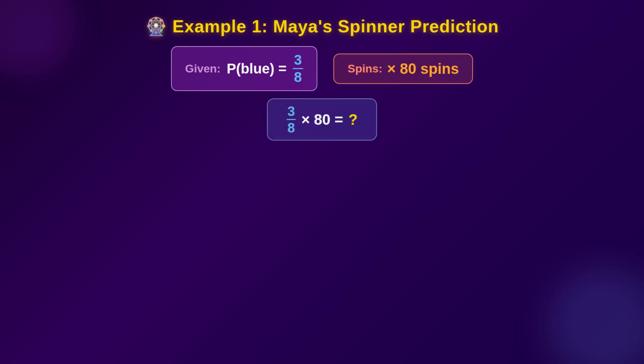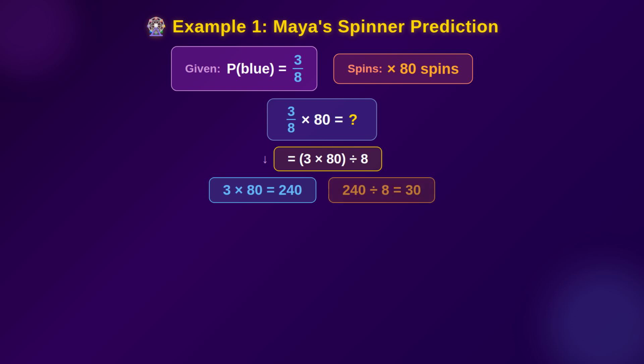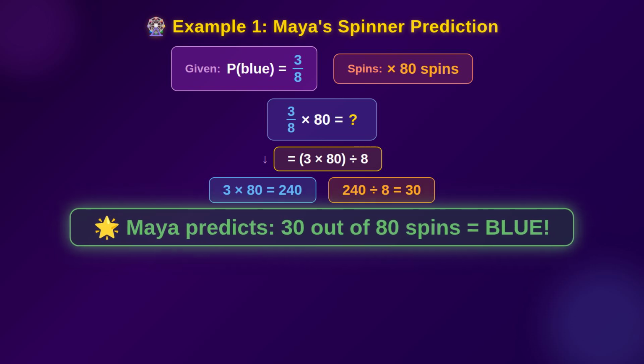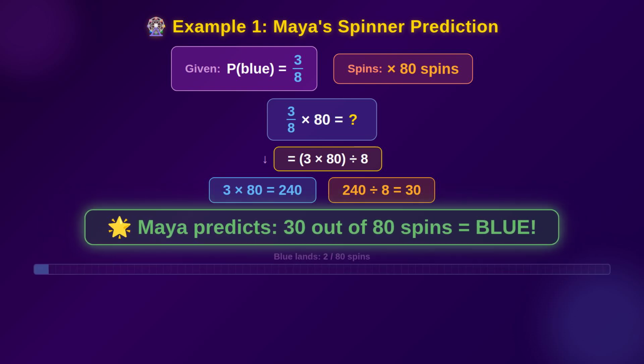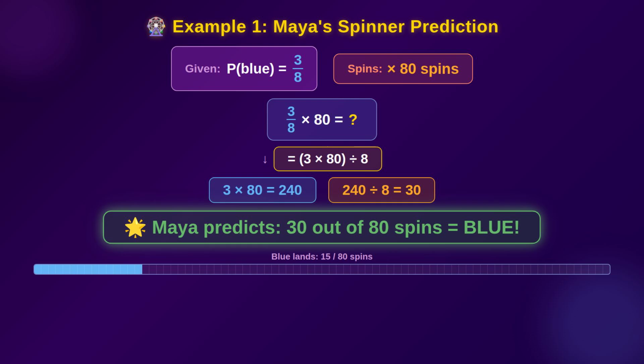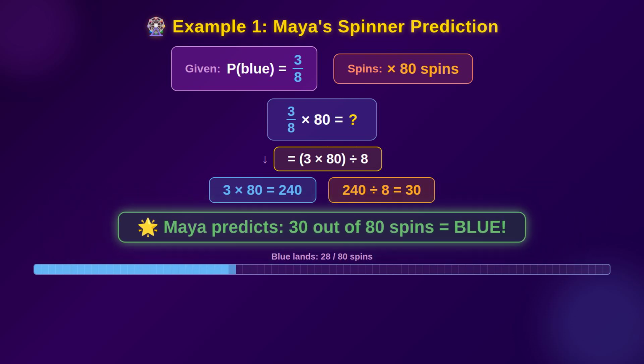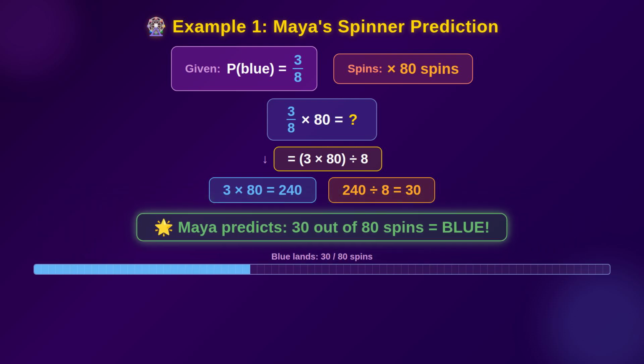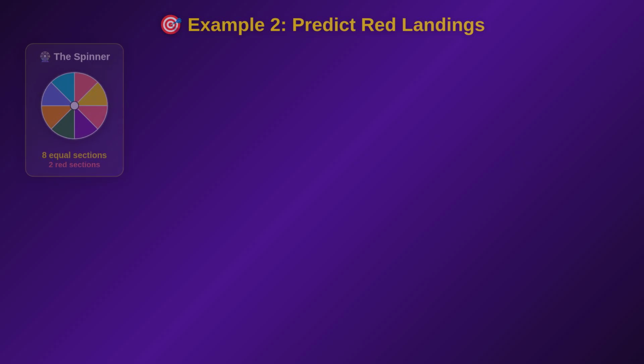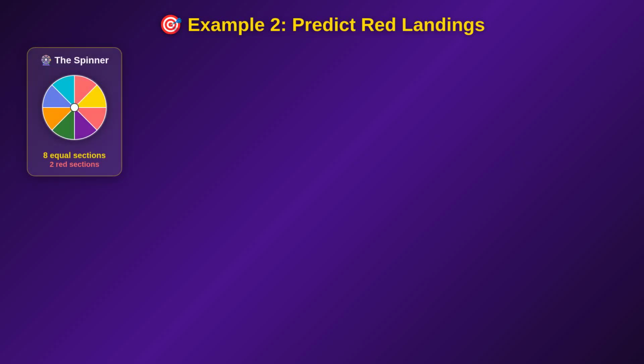Let's solve Maya's spinner problem step by step. We know P of blue equals 3/8. The carnival wheel spins 80 times, so we multiply 3/8 times 80. Let's work this out. 3/8 times 80 equals 3 times 80 divided by 8. 3 times 80 is 240. Now divide 240 by 8. 240 divided by 8 equals 30. So Maya predicts the spinner lands on blue 30 times out of 80 spins. Maya's friends are impressed. She used math to see the future.